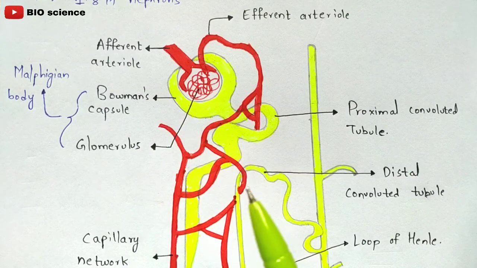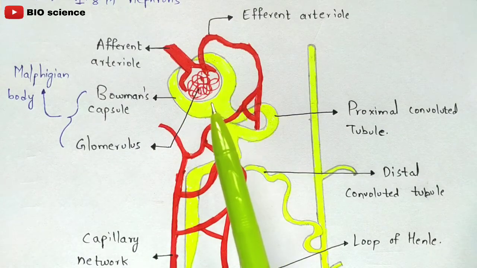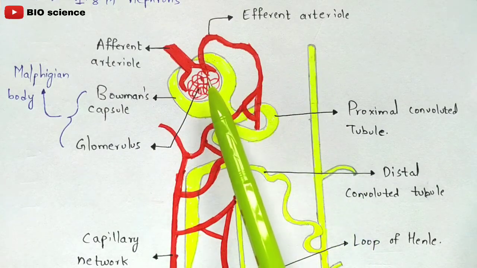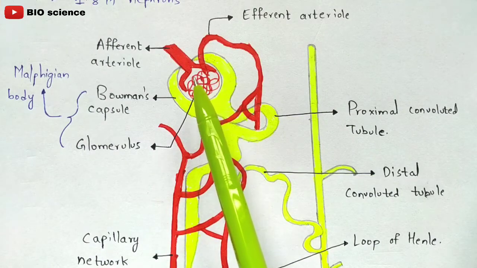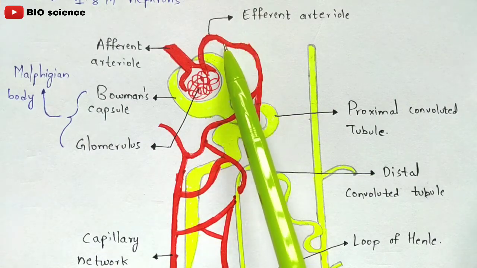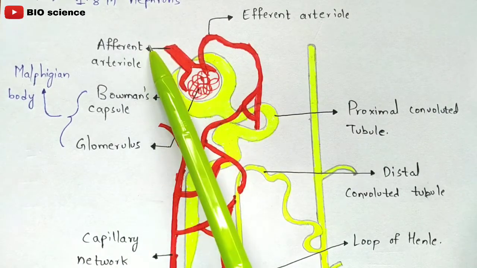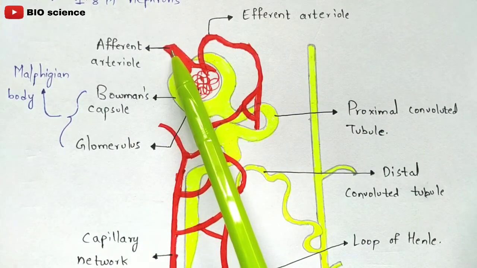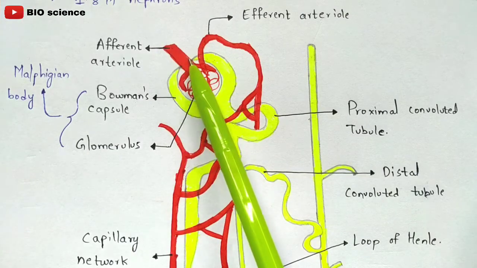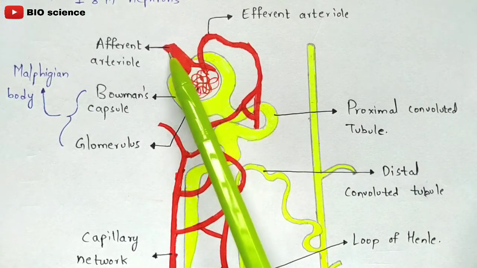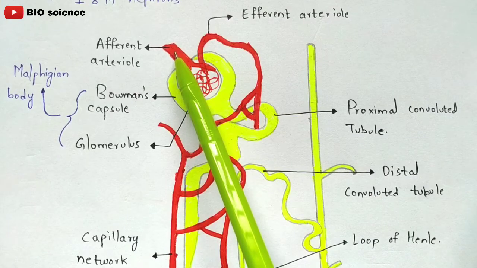And one more important thing you have to remember is that there will be more pressure in the glomerulus. Why? Because, as I just explained, this efferent arteriole is very narrow, but coming to here it is very broad. So there is a chance of more blood entering into the Bowman's capsule because this arteriole is very broad.